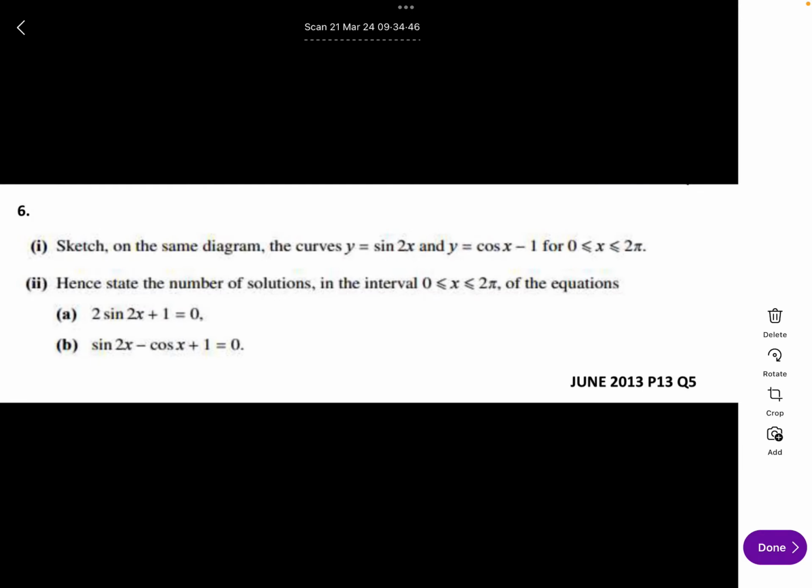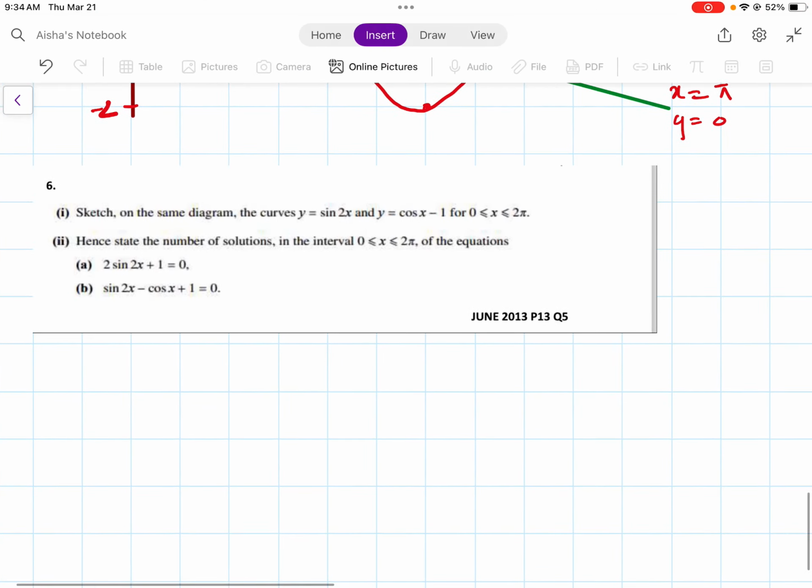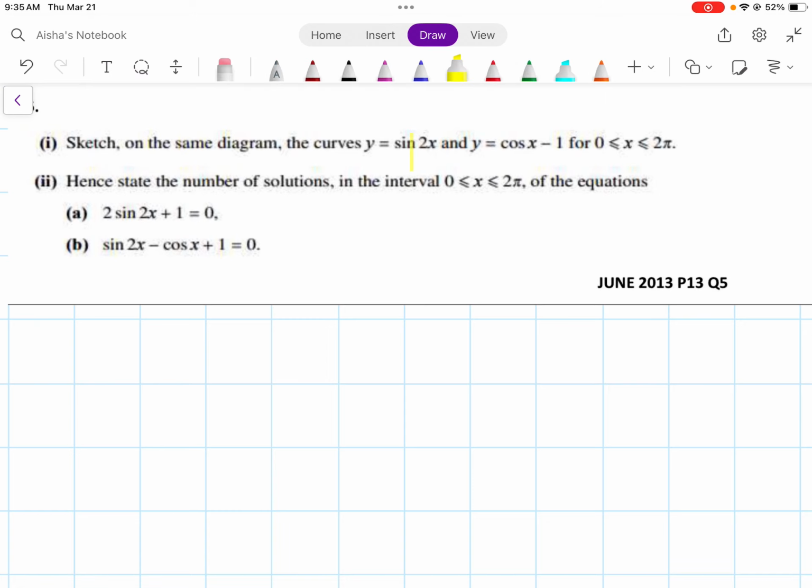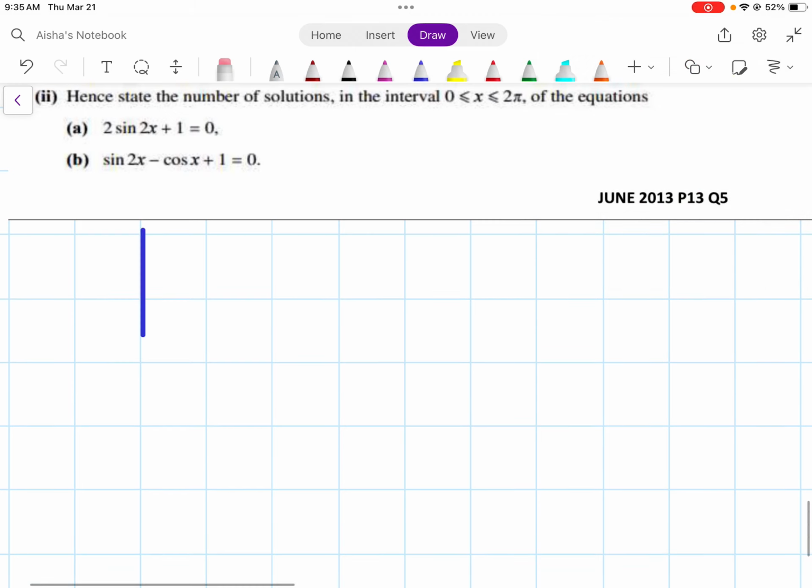Okay. Now we have to sketch on the same diagram. For this one, the step size is going to be 45 degrees, and for this one, it's going to be 90 degrees. I'm using degrees, but when I do the graph, I'll use pi because the question expects us to do it in pi.